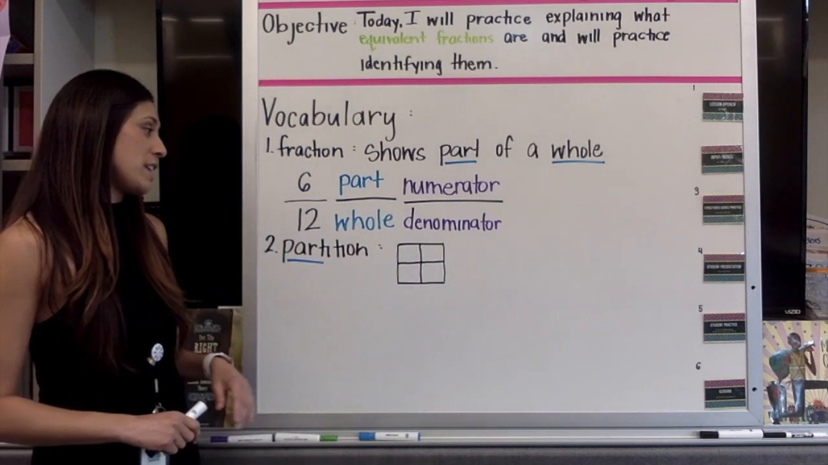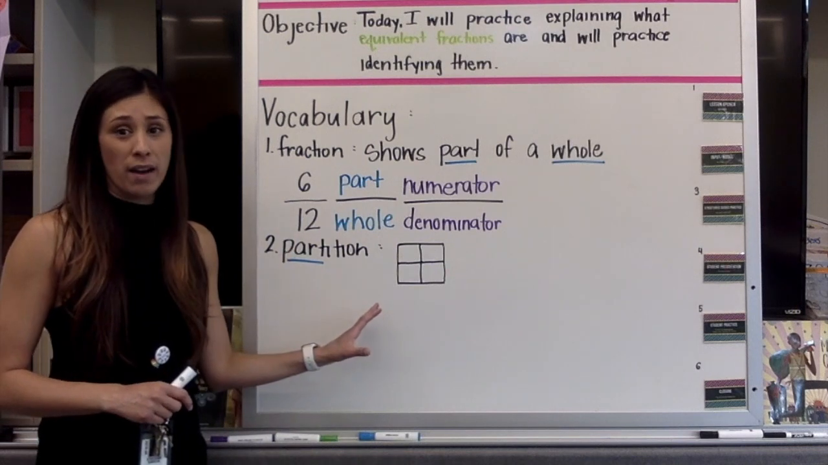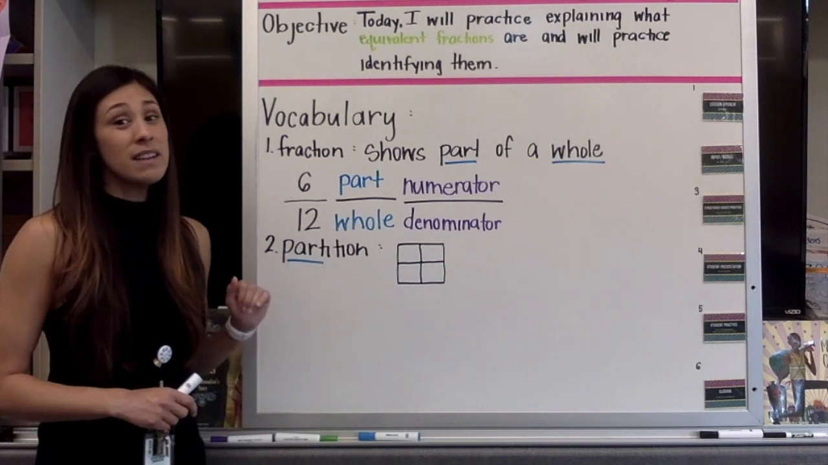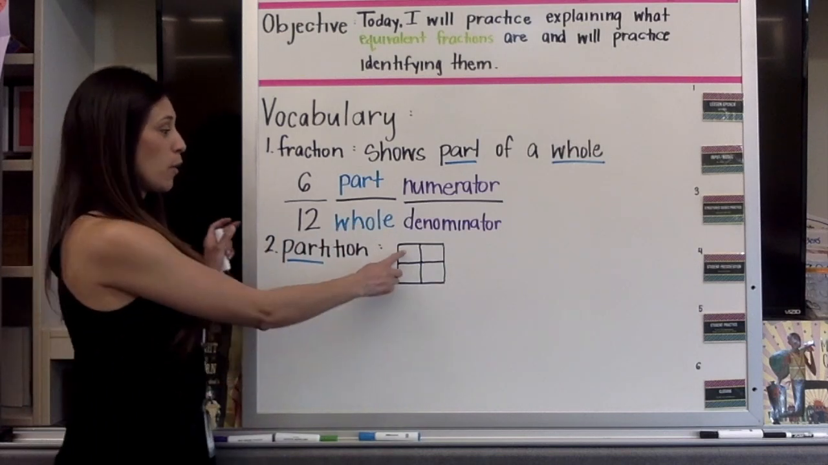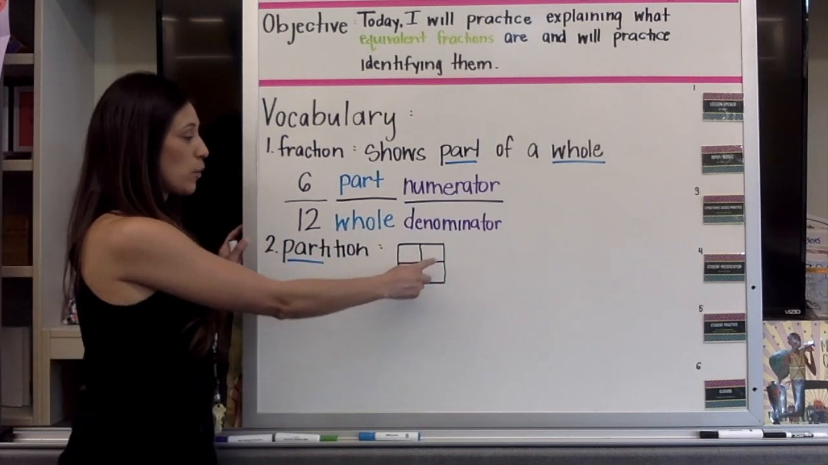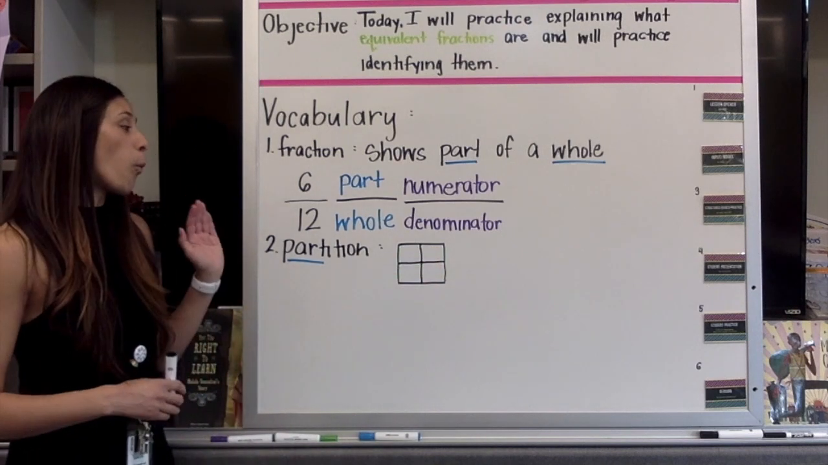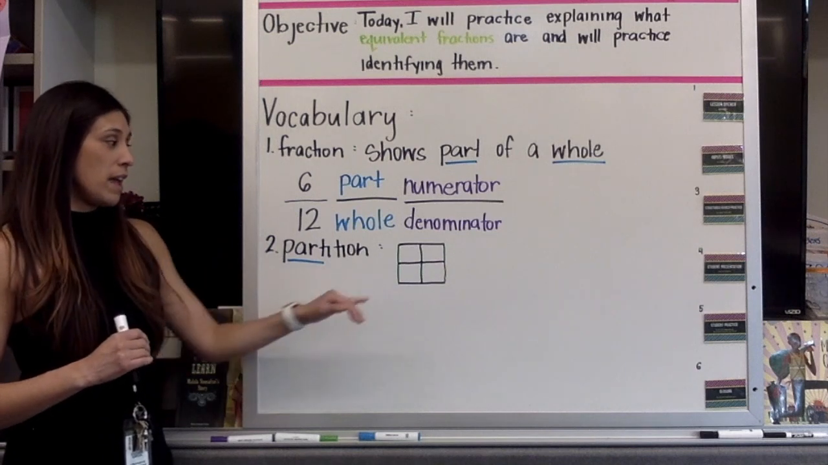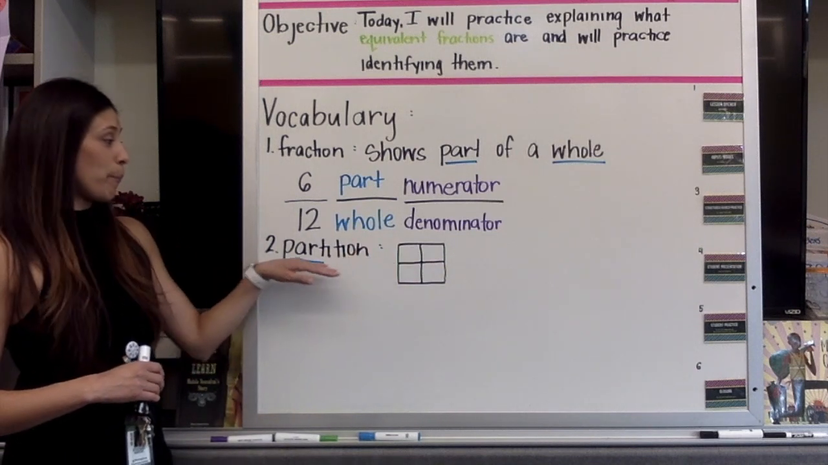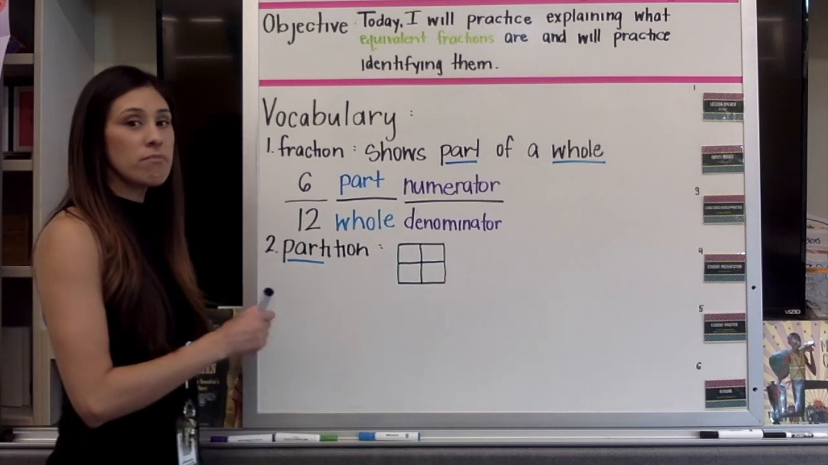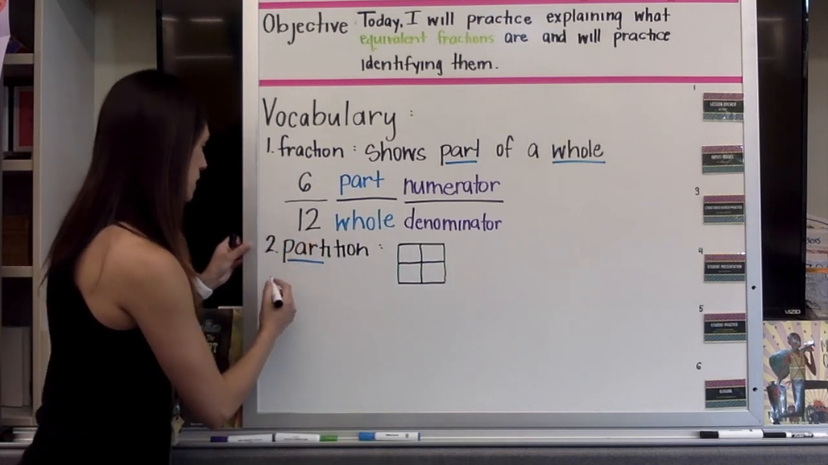So I partitioned this whole square, started as just one piece, into how many smaller parts? Can you count with me? 1, 2, 3, 4. Okay, so I took one whole square and I divided or partitioned it into smaller parts.